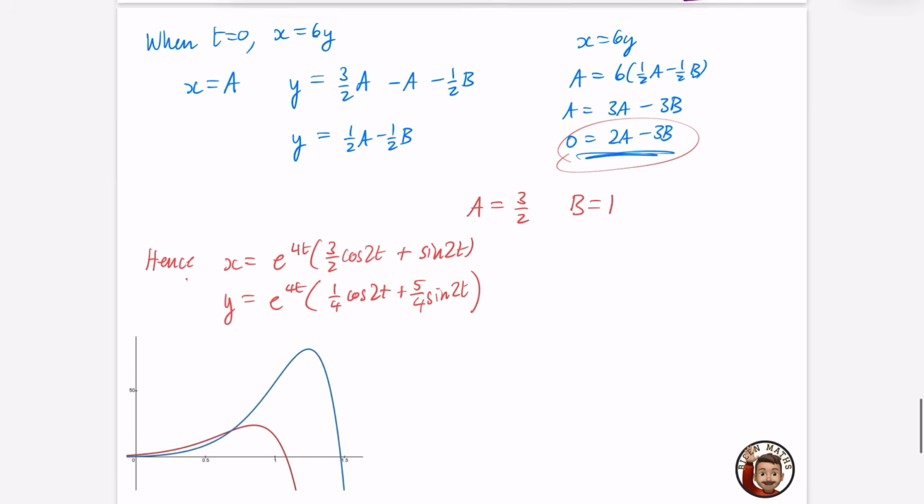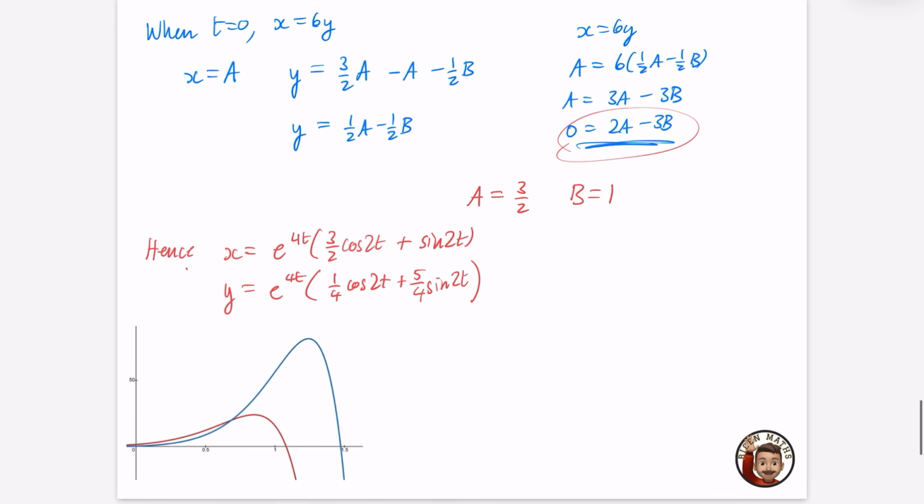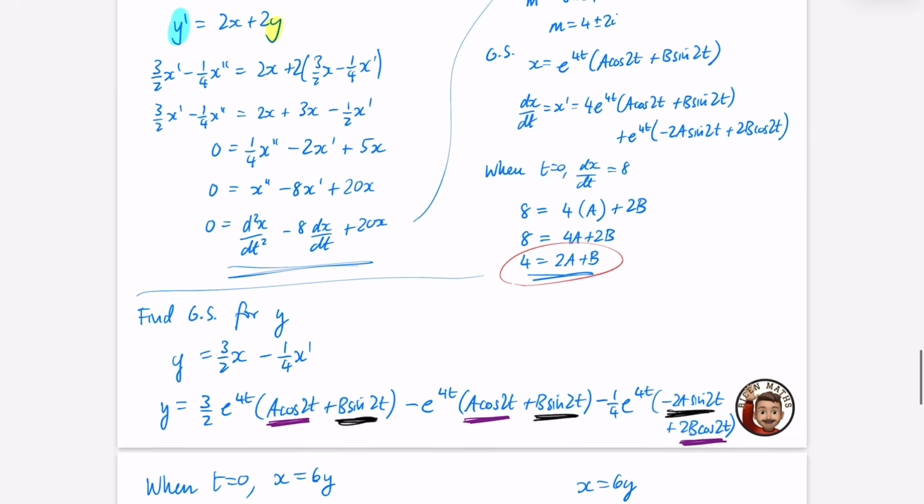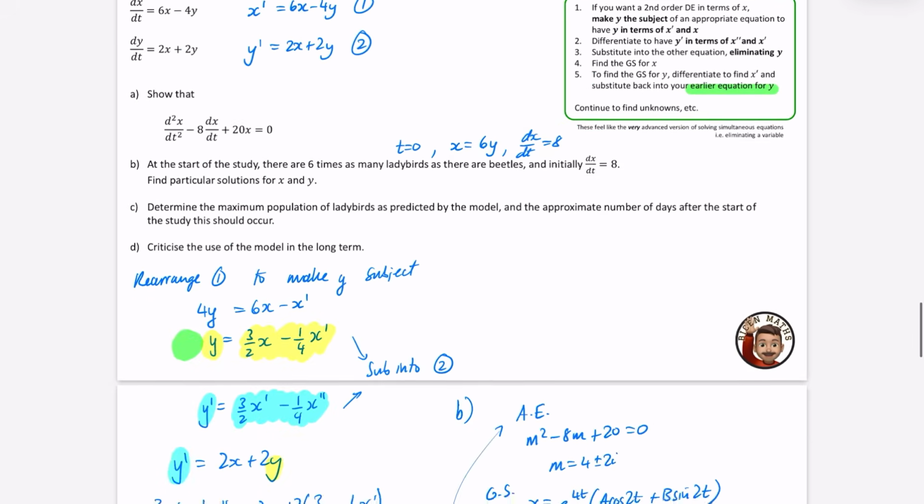So I've got the particular solution for the ladybirds and for the beetles here. Incredibly tough questions, so much thinking, and like I said, I think it's probably better to take your time with this and actually write these things out rather than trying to do it in your head like I just did there. Like I've said, trying to save some time for this video.